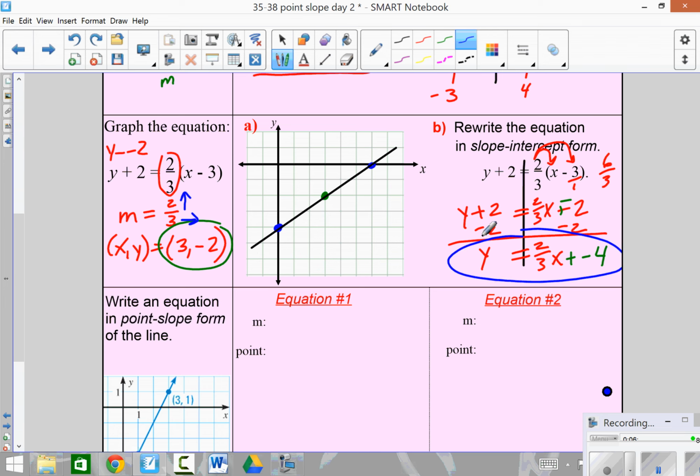So let's go ahead and see if this matches. Does this graph have a y-intercept of negative 4? 0, negative 1, negative 2, negative 3, negative 4? Yes, that checks. Does it have a slope of 2/3? Rise 2, run 3. Rise 2, run 3. So yes, you can see it matches. Remember, our point slope and our slope intercept are very much related.